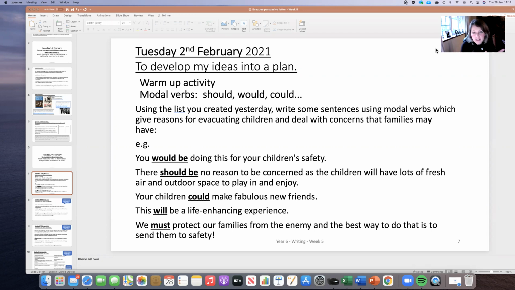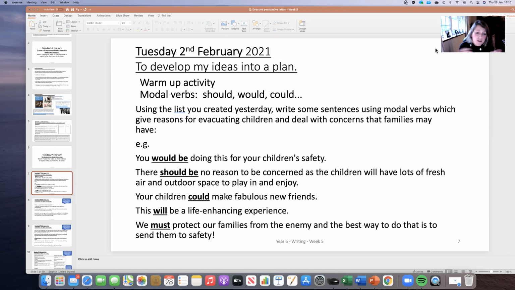You go back to your list that you made yesterday about the key messages and the concerns, and see if you can use those ideas you've developed there to write some sentences using modal verbs. We've got some examples for you. You would be doing it for your children's safety. So hopefully that is a key message that you identified yesterday.